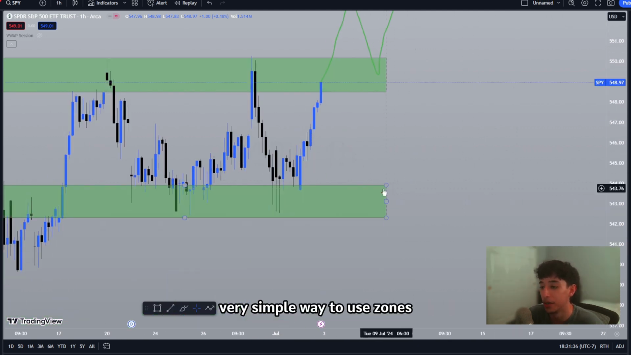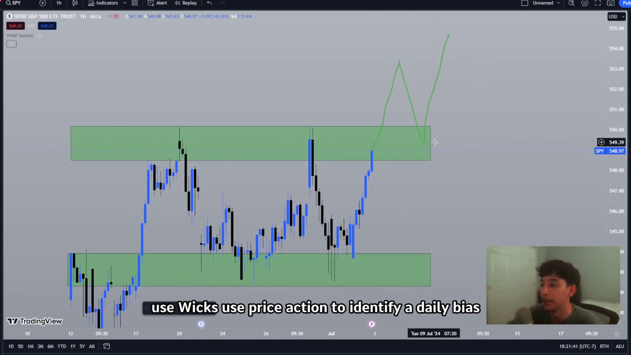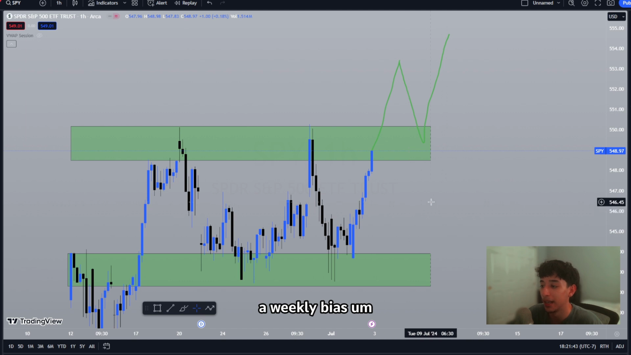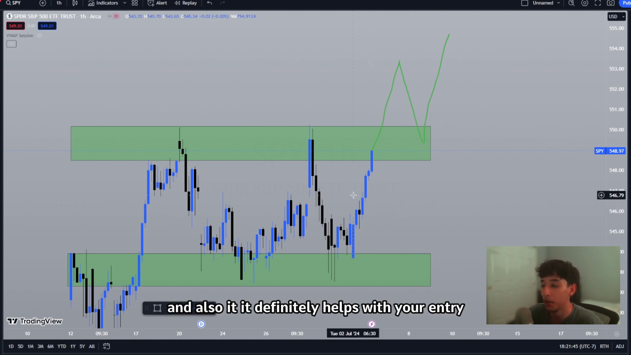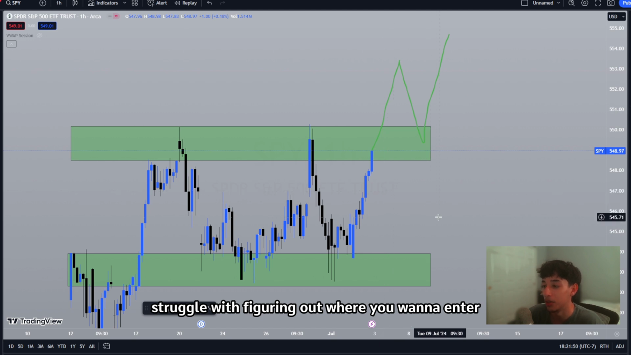Very simple way to use zones, wicks, and price action to identify a daily bias, a weekly bias. And it definitely helps with your entry. So if you struggle with figuring out where you want to enter, use these zones.